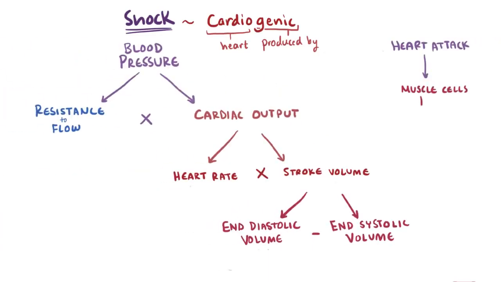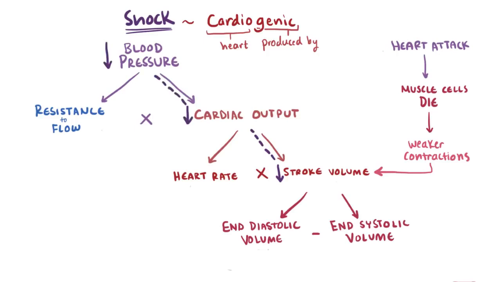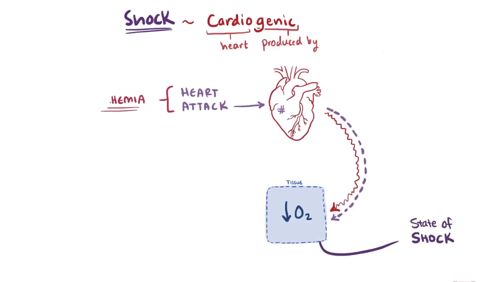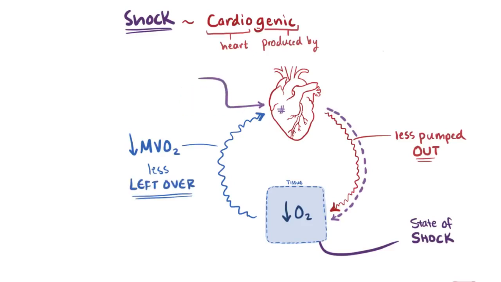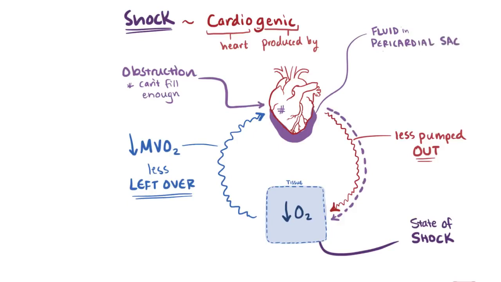When the heart's muscle cells die, it can't contract as hard, which means the amount of blood pumped out, or stroke volume, goes down, and therefore cardiac output goes down as well. In the same way as with hypovolemic shock, the body releases vasoconstrictors to increase vascular resistance and help maintain blood pressure. Also, as with hypovolemic shock, MVO2 will be down since there's less oxygen being pumped out, and so less will be left over. Sometimes there might be an obstruction that doesn't allow the heart to fill properly with blood. For example, we might have the pericardial sac fill up with fluid from an infection, or blood from a traumatic accident like getting stabbed in the chest.